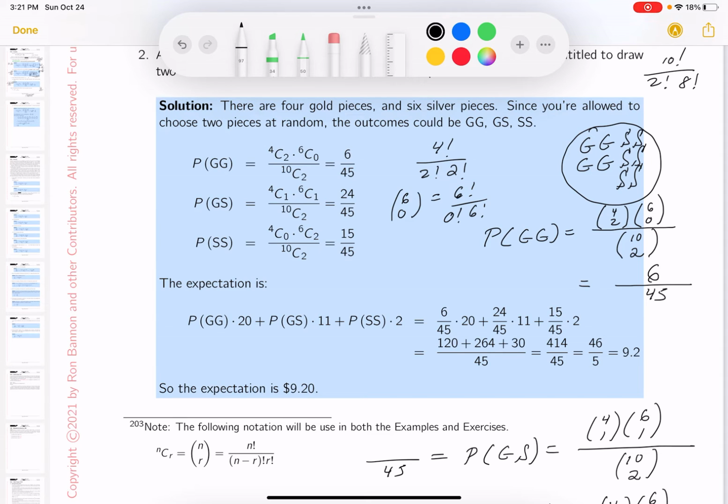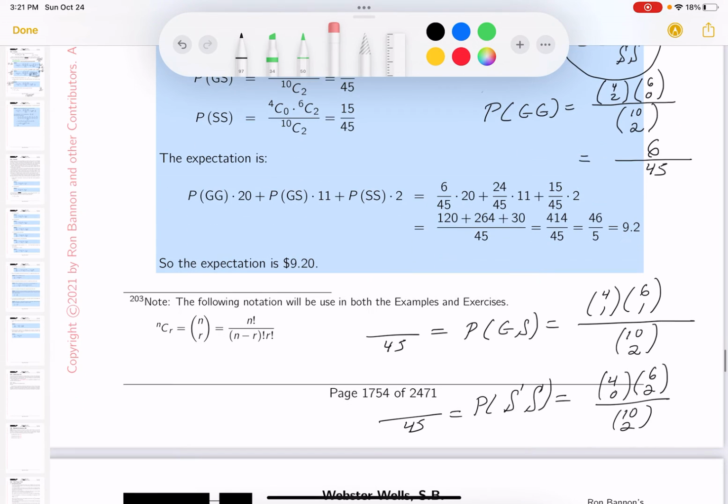All right, let me get my eraser out. I don't need to see the arithmetic over here anymore. And I got to do something else now, don't I? I have to do 4, 1. Again, if you do this, please do it in your head. 4, 1 is 4 factorial over 1 factorial, 3 factorial. That'll just be 4. And 6, 1 is 6 factorial over 1 factorial, 5 factorial, which is 6. So it's going to be 24 over 45.